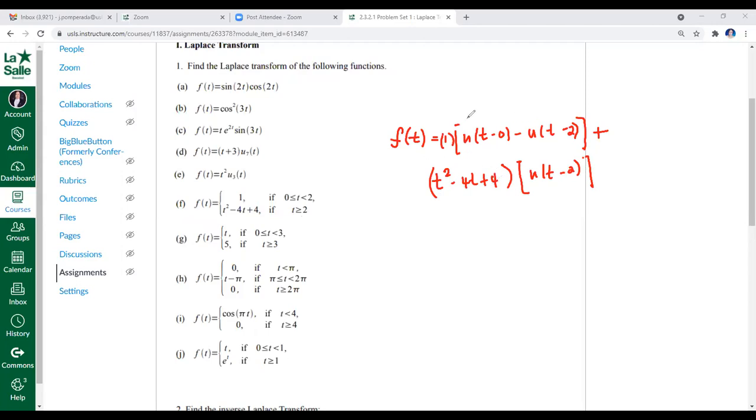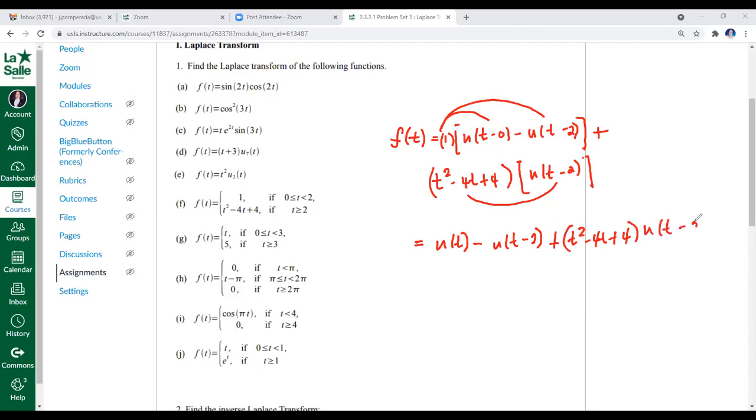What you do next is you distribute the function value to this u of the expressions. This one will only be multiplied to the only u of the expression. So I will simplify now: u of t, and this one is a u of t minus 2, so u of t minus 2. And this entire thing will be multiplied to u of t minus 2. So plus t squared minus 4t plus 4, u of t minus 2.